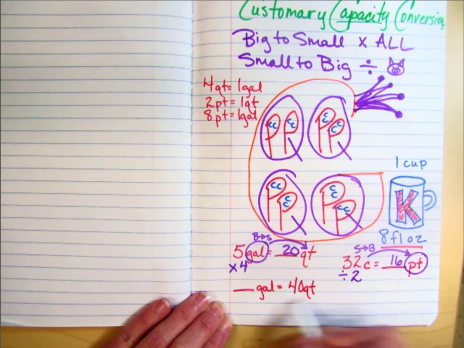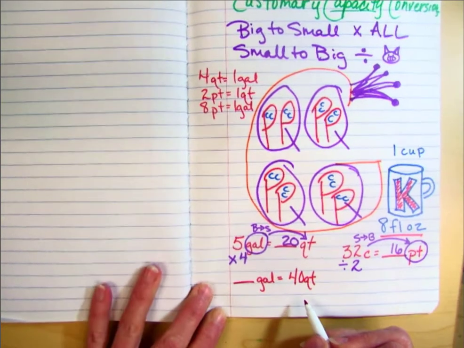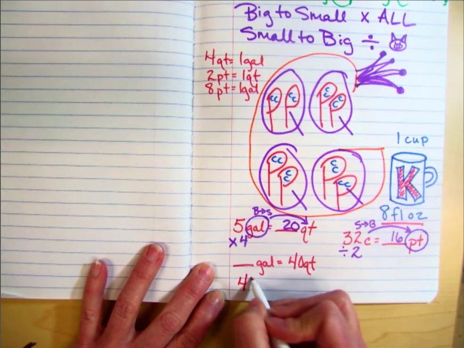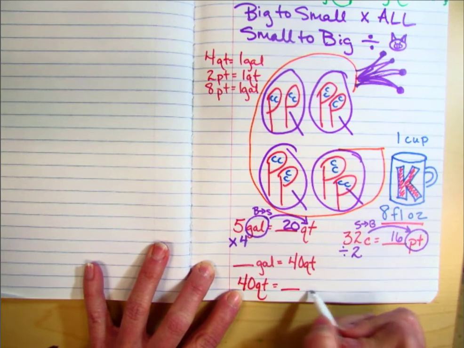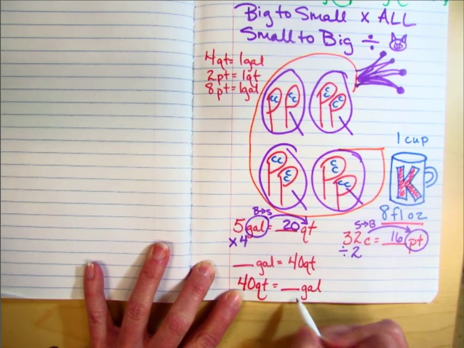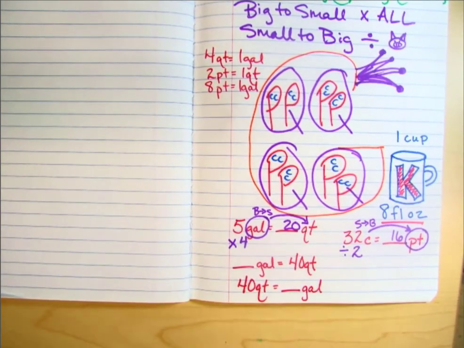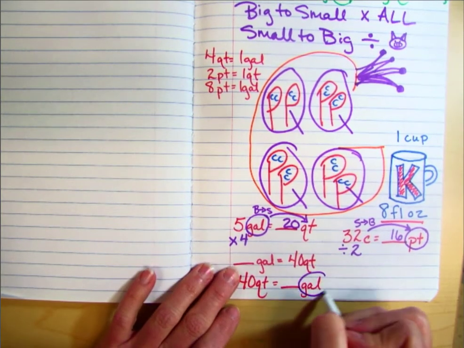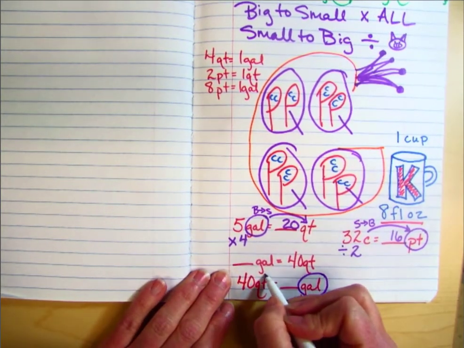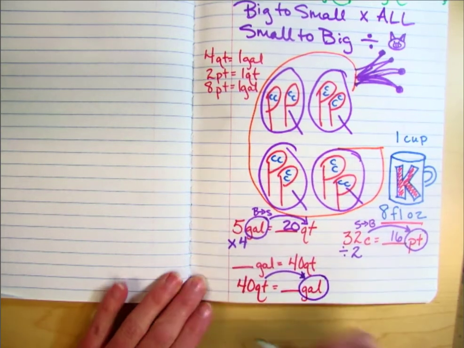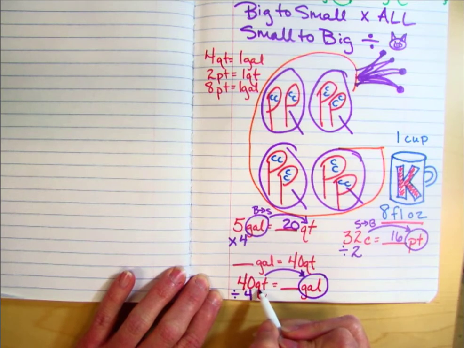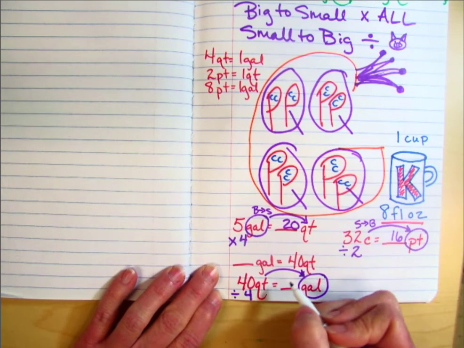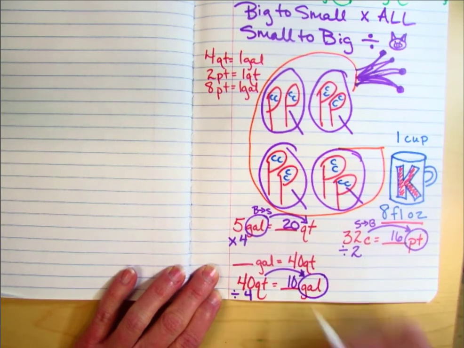I always tell my 5th graders, when you see a problem that's written this way, rewrite it this way. Otherwise, it messes with the whole system. Always have your blank on the right and ask yourself, where's my big? Well, the gallon's my big. I'm going small to big, so I'm dividing by 4 because there's 4 quarts in the gallon, and I get 10 gallons.